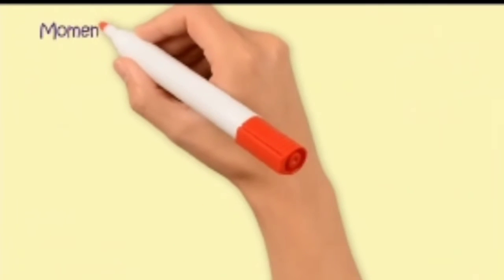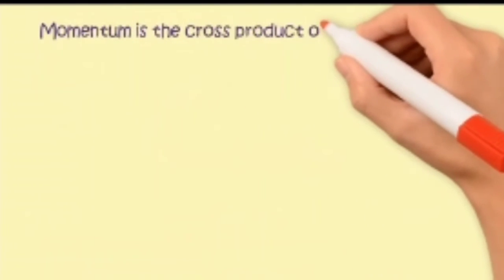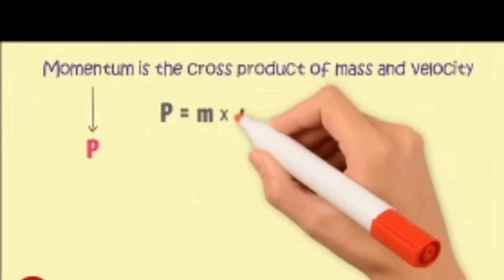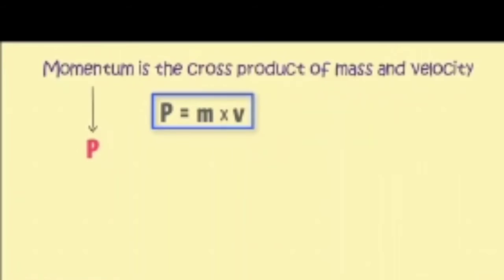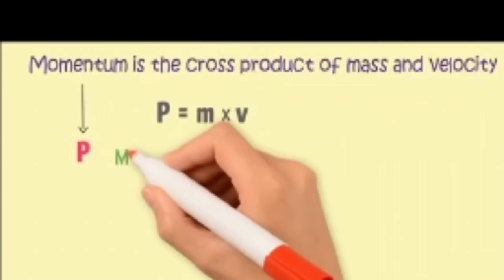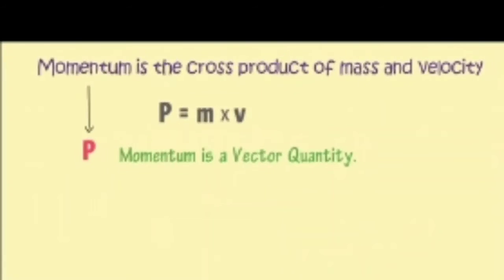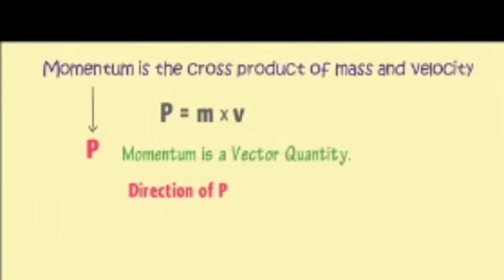In physics, we define momentum as the product of mass and velocity. We denote momentum by P, hence P is equal to mass times velocity. We know that velocity is a vector quantity, hence momentum is also a vector quantity. Direction of momentum is the same as the direction of velocity.